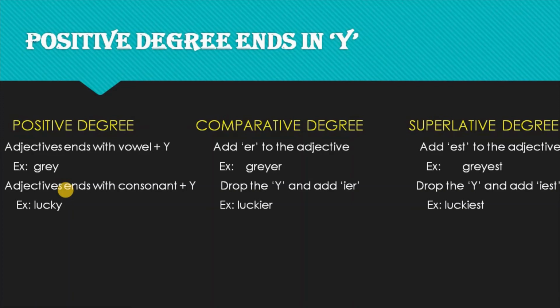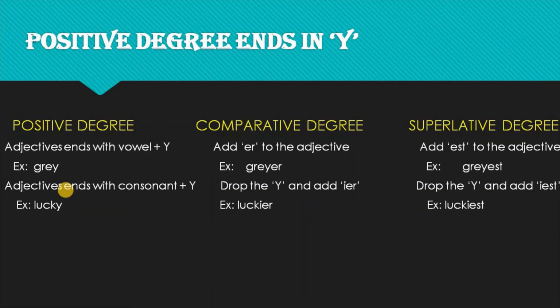Example, grey, greyer, greyest. Here, grey is ending with Y, but it is preceded by E. So, we have to add ER to form the comparative degree and EST to form the superlative degree. When the adjective ends with the consonant plus Y, we should drop the Y and add IER to form the comparative degree, and to form the superlative degree we have to drop the Y and add IEST.